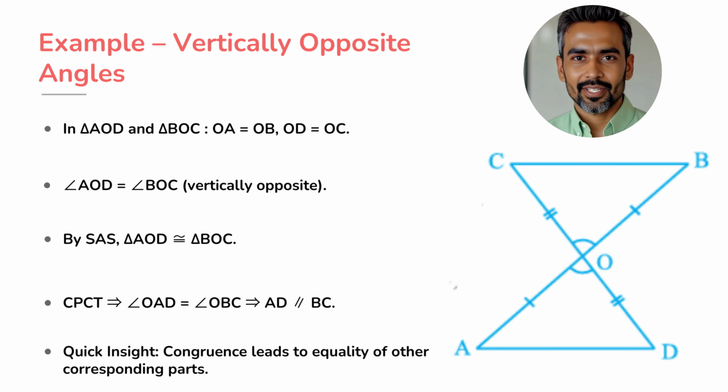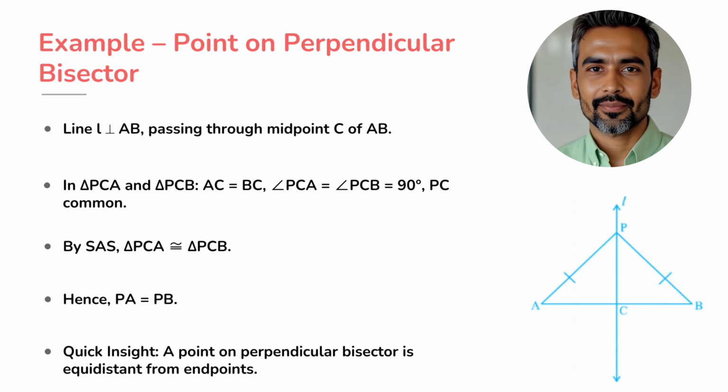So the key takeaway is this: congruence doesn't just prove triangles equal, it also helps us establish parallel lines and equality of other corresponding parts. Isn't that powerful?